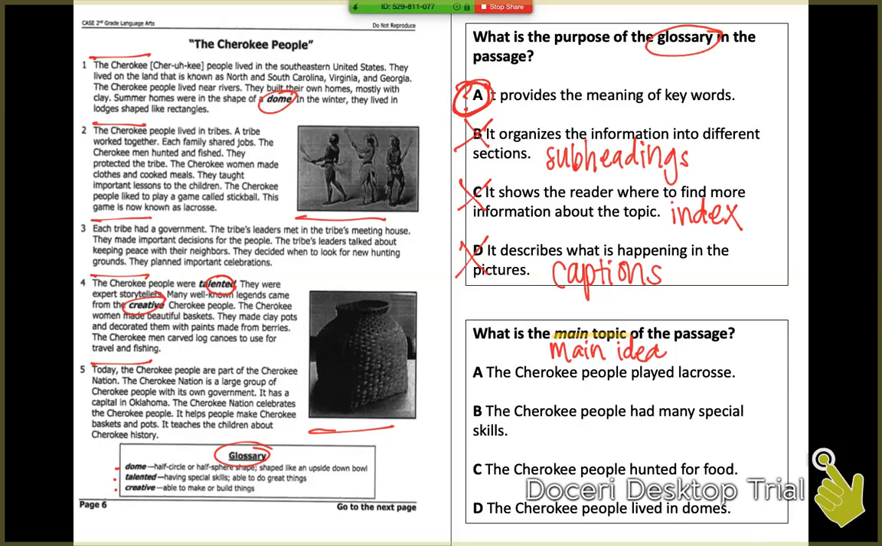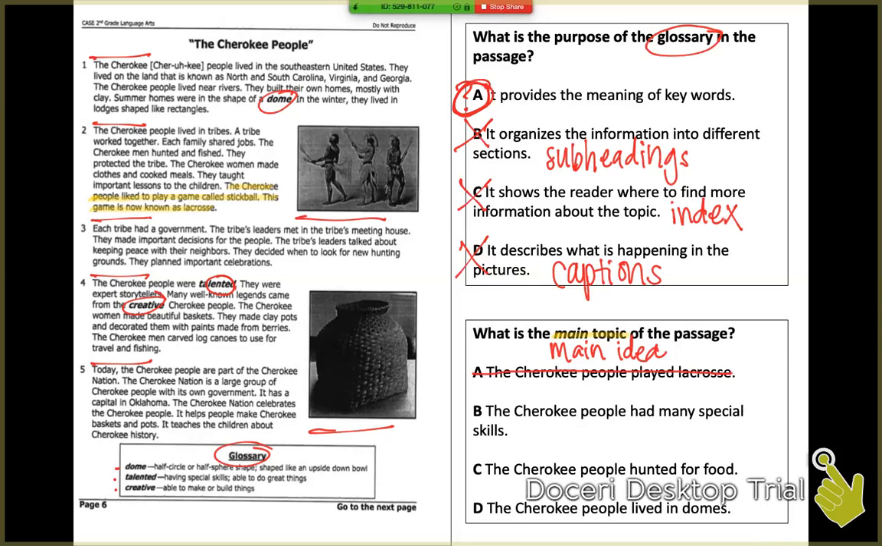So was the whole story about A, the Cherokee people played lacrosse? It definitely mentions how they like to play a game called stickball, and that's called lacrosse in paragraph 2. But I don't think that's what the whole story is about. That's just one of the details of things that they like to do. B says the Cherokee people had many special skills. Okay, well, I can probably find evidence of that in every paragraph.